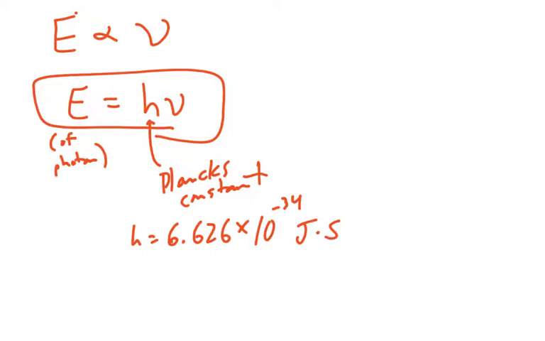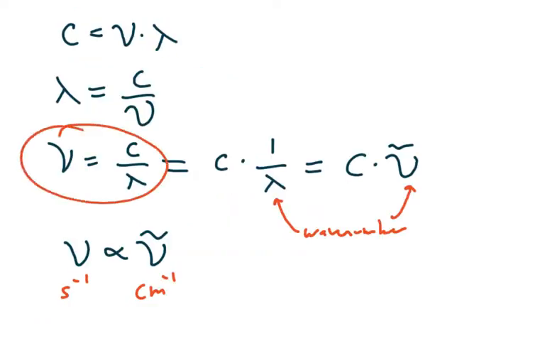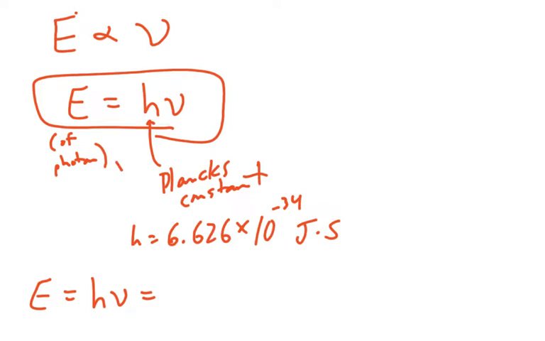H shows up a lot in physics. So we see some variations on a theme here. E equals h nu, or if we recall from the previous slide, we could say E equals hc over lambda, or hc nu tilde, and these are all different ways of relating the photon energy to properties of the light.